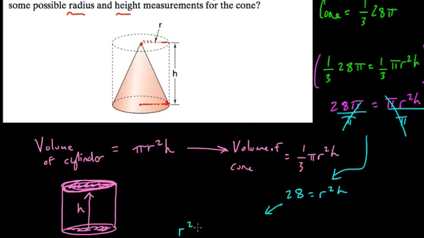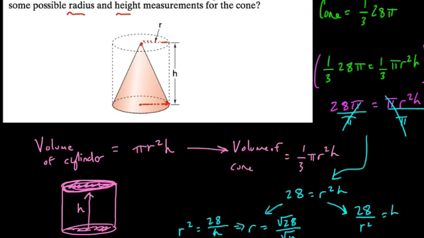So r squared equals 28 over h. All I did there was divide both sides by h. And then if I take the square root to solve for r, then r is equal to the square root of 28 over the square root of h. So that it'll follow this pattern. We can also solve for h in terms of r. We can divide by r squared on both sides, so 28 over r squared equals h as well. So algebraically, we can think of it in that way.